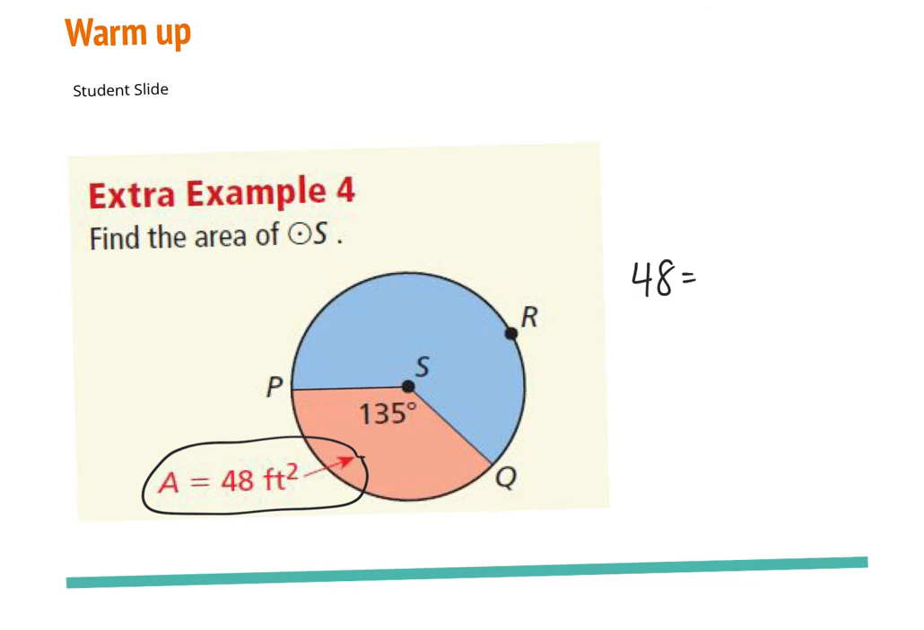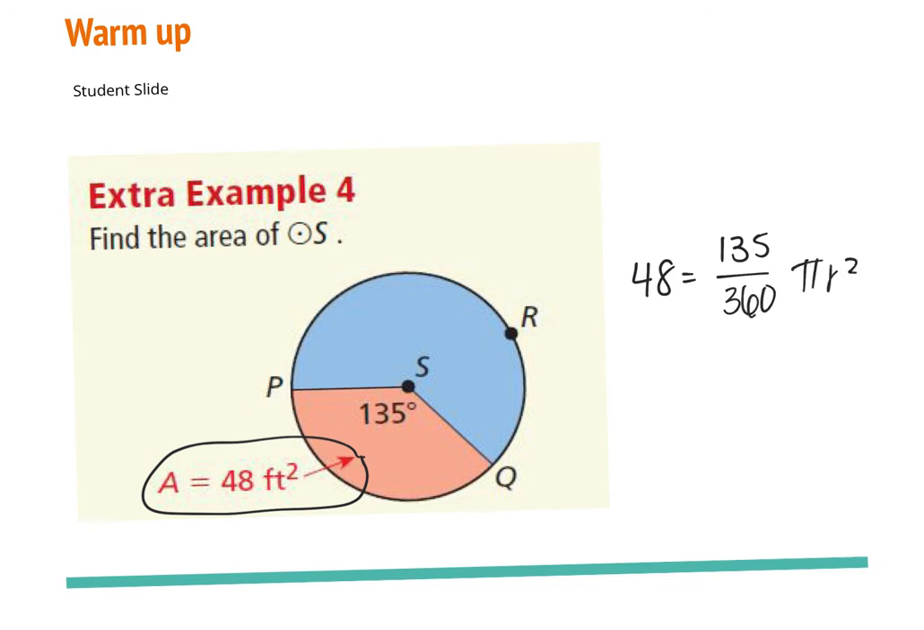Mariana? 5 times 135. Close. 135, though, is not our radius. That's the degrees. You would do 48 feet squared is equal to 135 over 360 times pi r squared. Very good. Pi r squared.